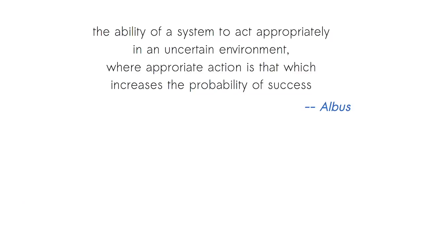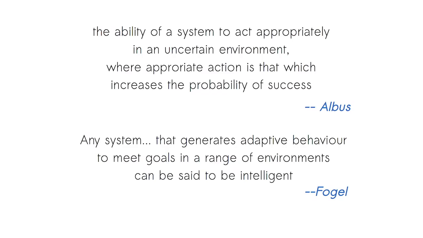Okay, bring up another one. The ability of a system to act appropriately in an uncertain environment, where appropriate action is that which increases the probability of success. You can see the same things coming through again. You've got an idea of success here, and the uncertain environment, so you don't know the environment in advance, you've got to deal with lots of possibilities. Same thing again. Okay, any system that generates adaptive behavior, again, you have to adapt, to meet goals. You've got to have some sort of goal, some notion of success, and a range of environments. So that's just four definitions, and you see there's a lot of commonality between them. They're saying a lot of the same stuff.